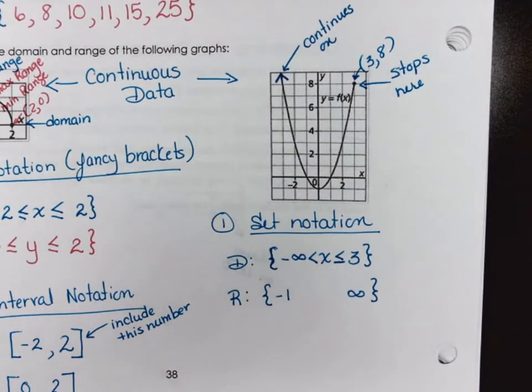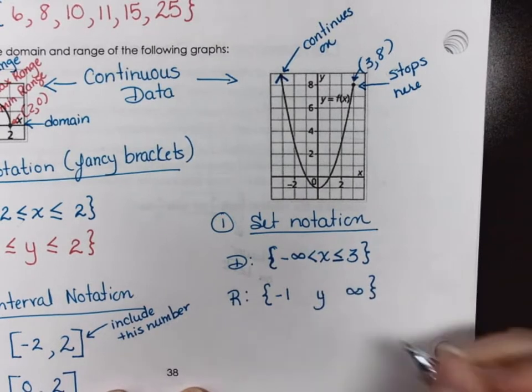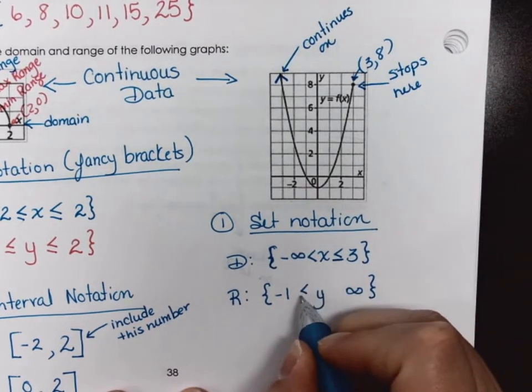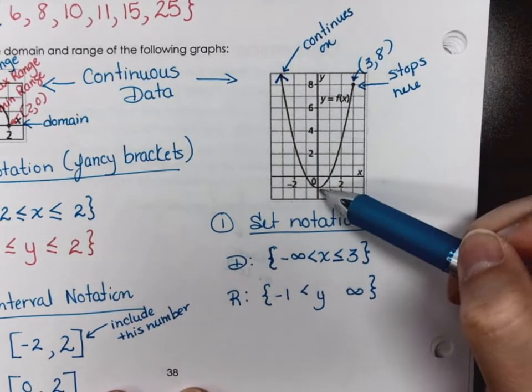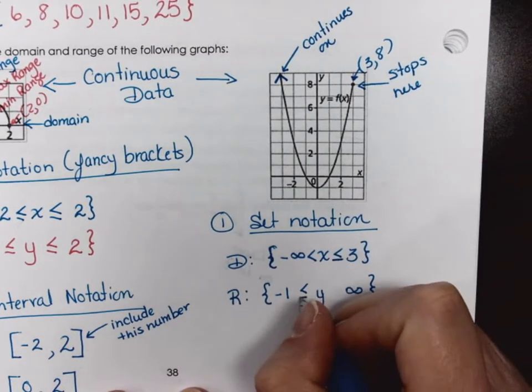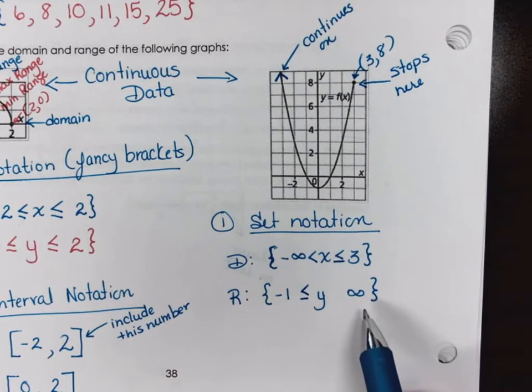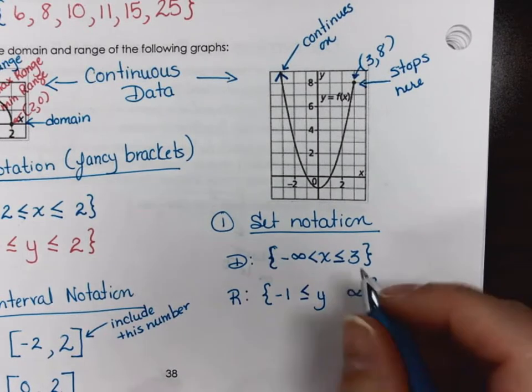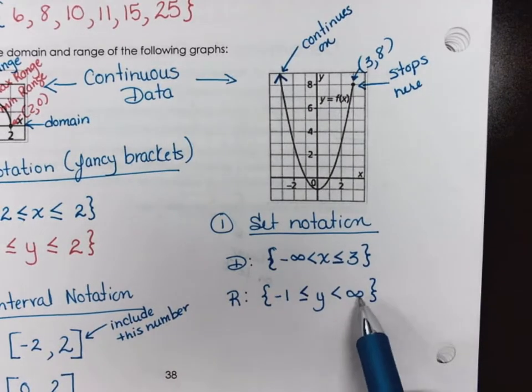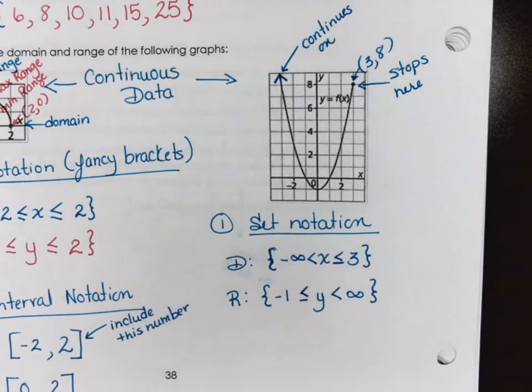What value or what variable is associated with the range? Doesn't change, guys. The y. Range is y. So we have to put the letter y in between. Now, do I include -1? Do I hit -1 here? Yes, the graph includes it, so I put the equal to sign. Does it include infinity? Can I get to infinity? No, I cannot. So I put my arrow, but I do not put my equal to sign.